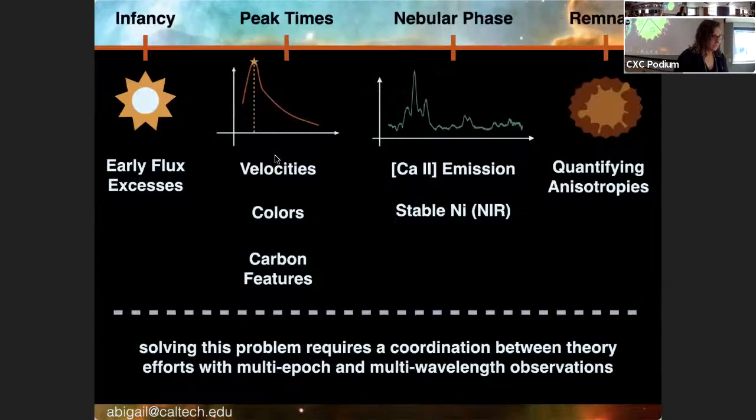So I will leave it there. Hopefully I convinced you. The 1A problem requires observations at many wavelengths at many times, and the continuation of trying to connect models to those observations. Thank you.